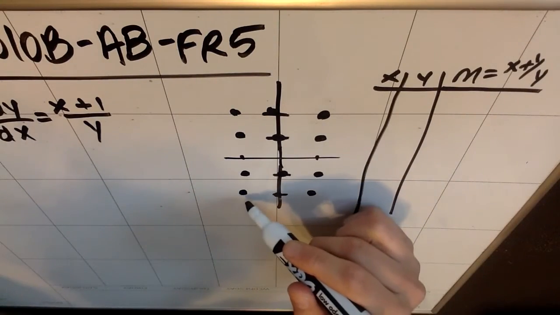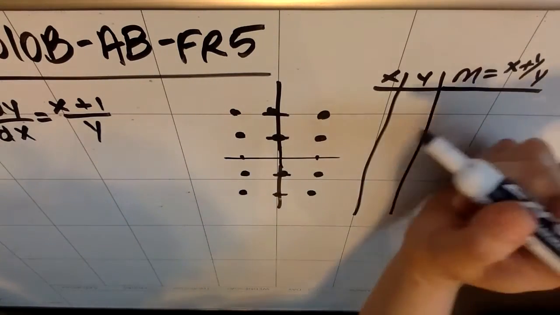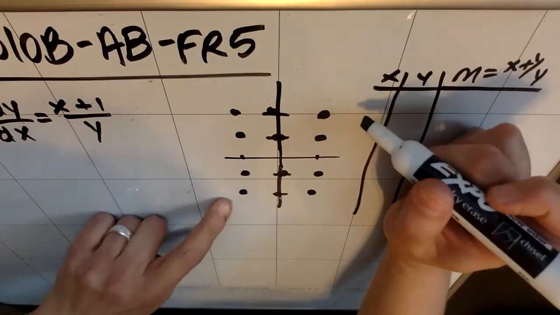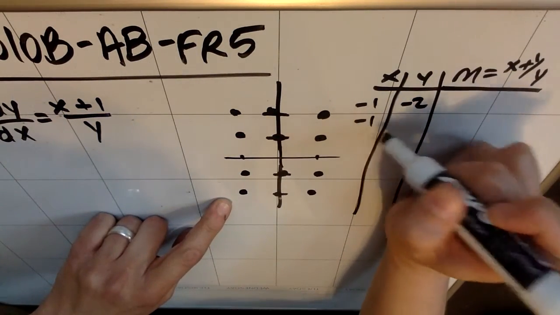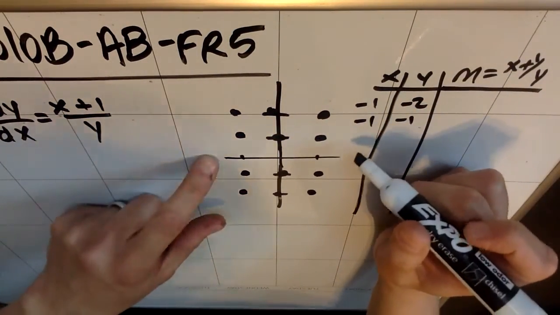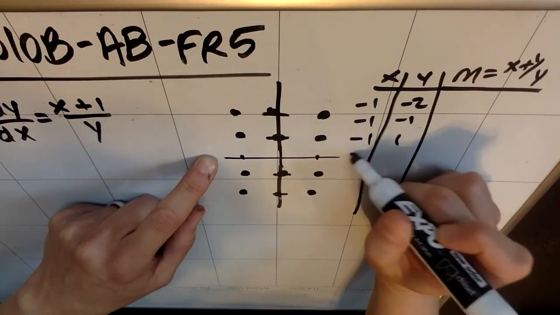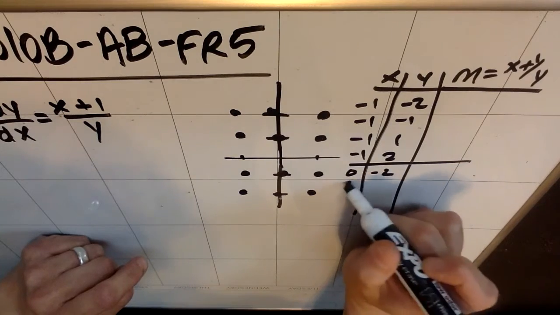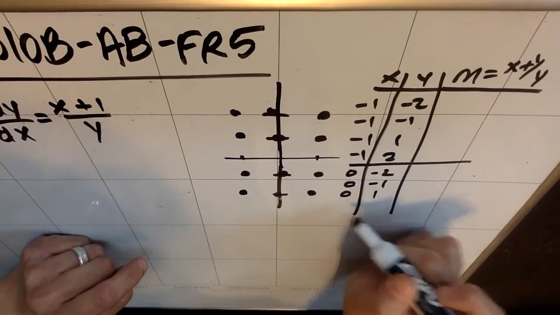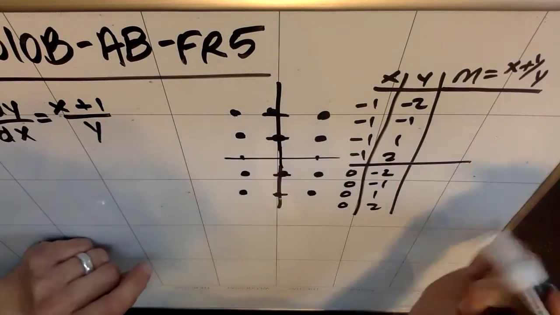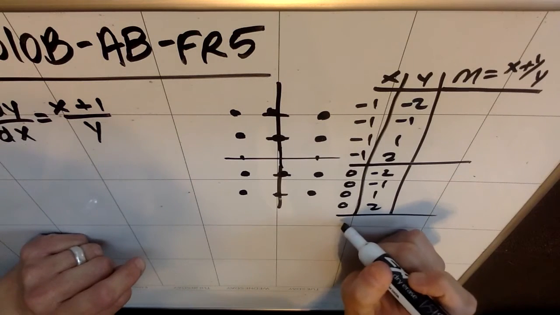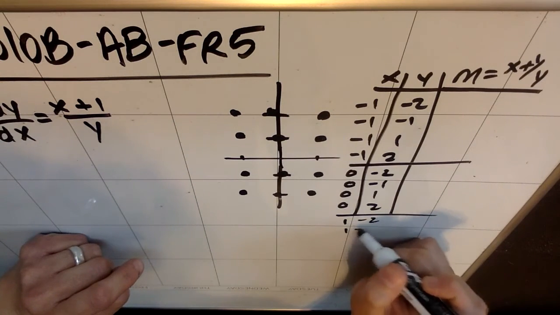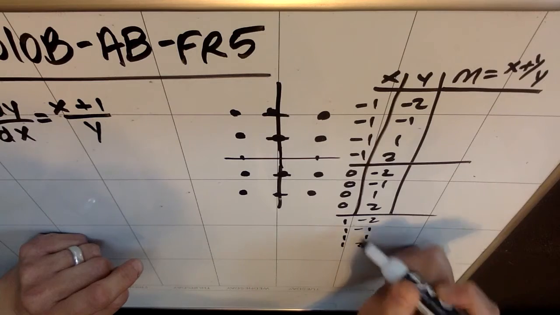I always start bottom left and work my way up. I don't know why. This is (-1, -2), (-1, -1), (-1, 0) is not a point, (-1, 1), (-1, 2). And then (0, -2), (0, -1), (0, 1), (0, 2), because all the 0 y values are gone. And then (1, -2), (1, -1), (1, 1), (1, 2).